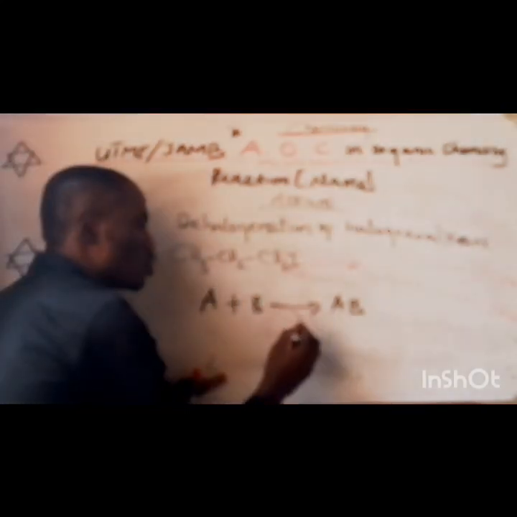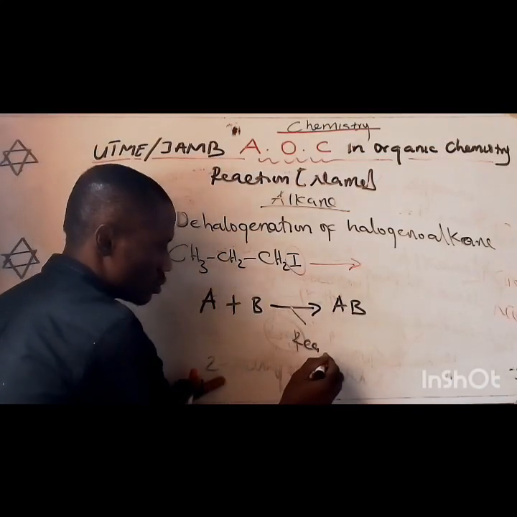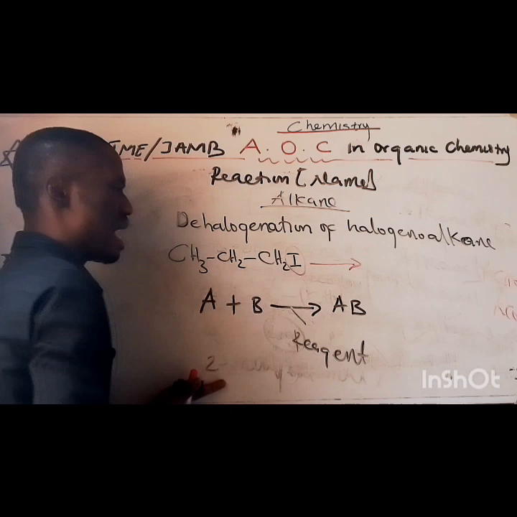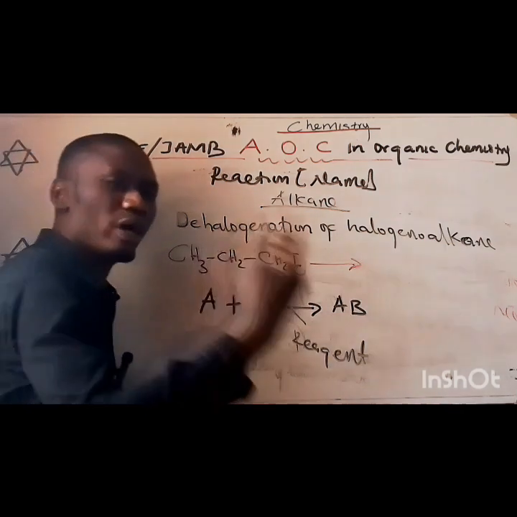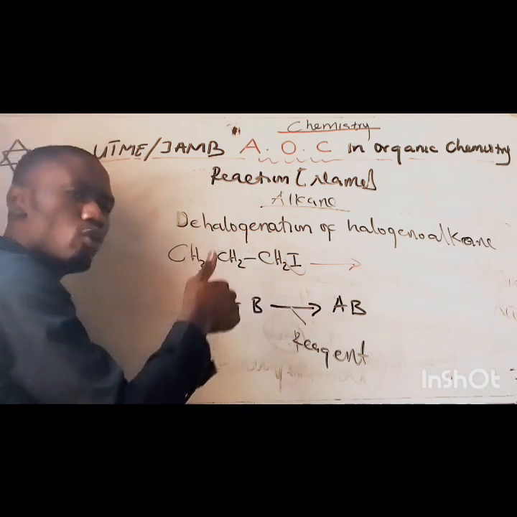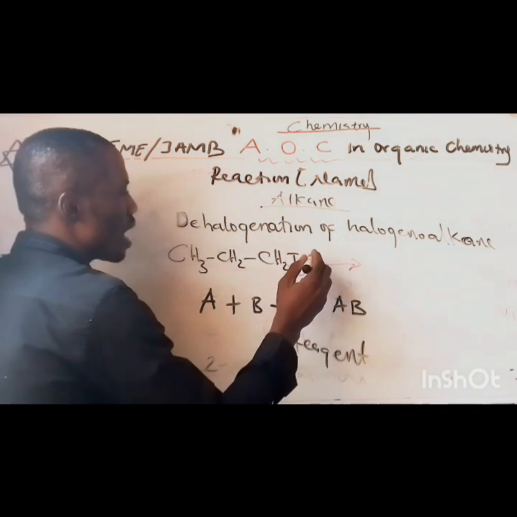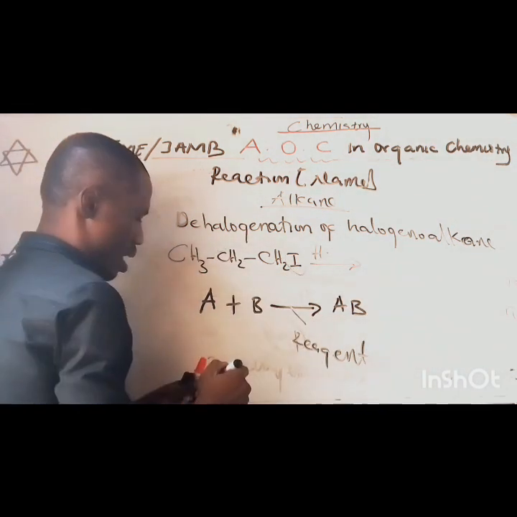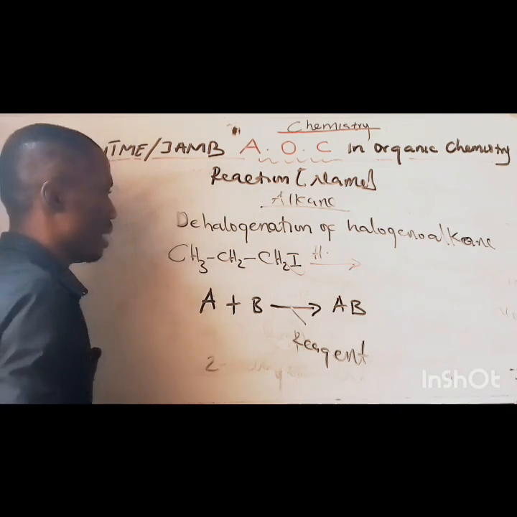Now, you should also be able to know the reagent that is involved or that propagates the reaction. Now, the reagent that propagates this reaction is known as the magnesium amalgam.